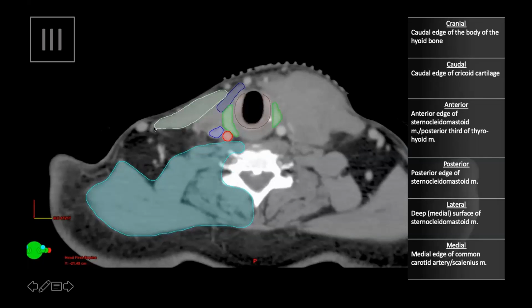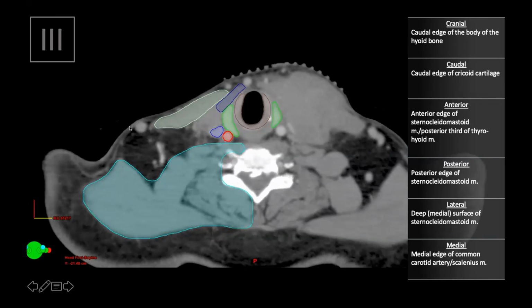So over here, if I contour level 3, I'll contour this way, exclude the sternocleidomastoid, include the space between the sternocleidomastoid and the strap muscles. Come over here, exclude the thyroid, include the common carotid artery and the internal jugular vein, exclude the paravertebral muscles, and come posteriorly up to the posterior border of the sternocleidomastoid, beyond which is your posterior group of lymph nodes.